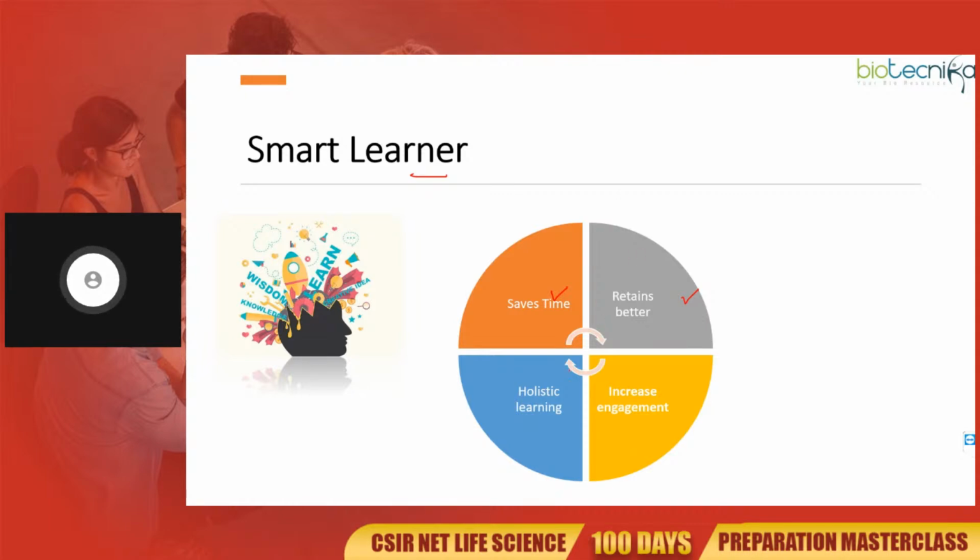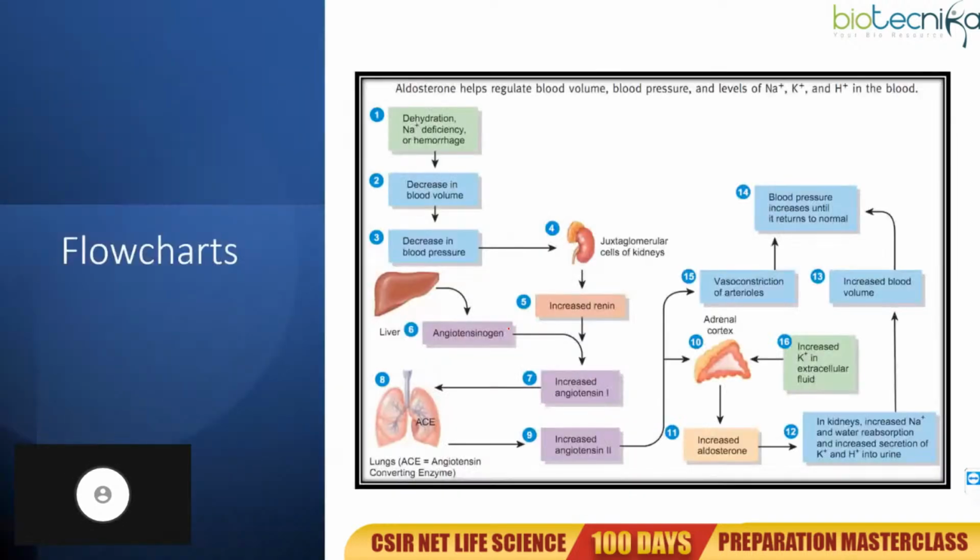So make sure that you be a smart learner. That will help you to be a holistic learner, that is a complete learner, not just studying from the textbooks, and it will help you in increasing your engagement. Whatever you are studying, use these techniques and tricks that we are going to share here, though some of it you have already seen in the previous sessions when we were discussing the various topics unit-wise, and what needs to be followed.